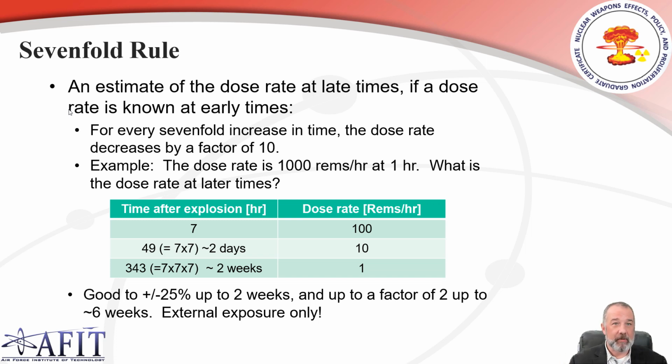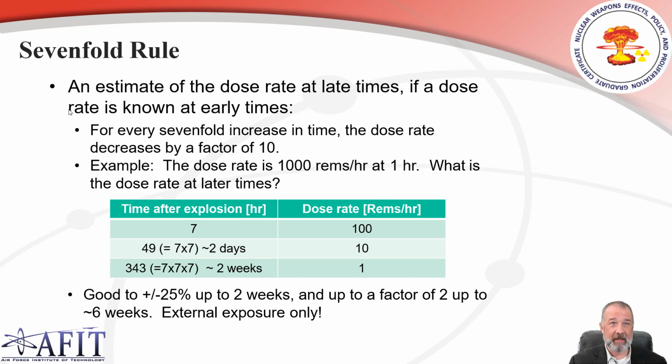So what does that mean? Well, it means that 7 hours after a detonation occurs, say we have some dose rate. In this particular example, we have it at 100 rems per hour. Now, if we go 7 times 7 hours, or 49 hours later, we see that it has dropped by a factor of 10. So we've gone from 100 rems per hour down to 10 rems per hour. If we then multiply by an additional 7, so 7 cubed, this is about 14 days, and this will reduce our dose rate down further by another factor of 10, to about 1 rem per hour.